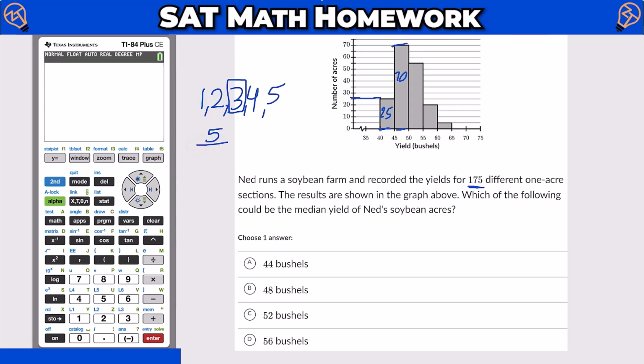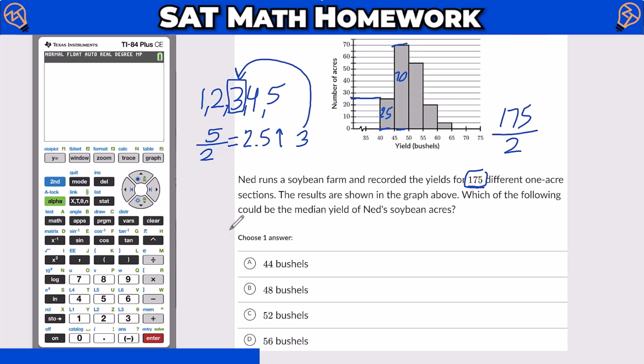If you divide the number of values we have, when it's an odd number like 5, or in our case 175, by 2, you're not going to get an exact value, because only even numbers are perfectly divisible by 2. You get 2.5. You always round up. That value, in this case 3, means the third value is the median. So if we do the same thing with 175 and divide by 2, we get 87.5. Round up, that means the 88th value is where the median lies.